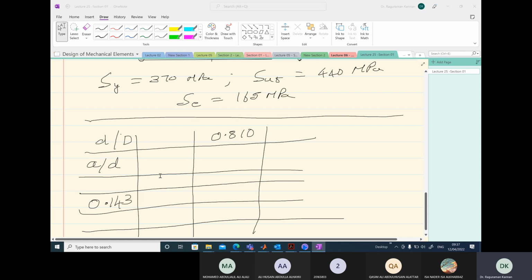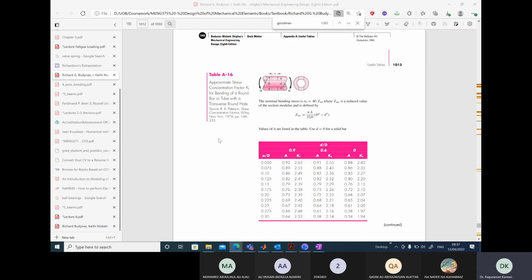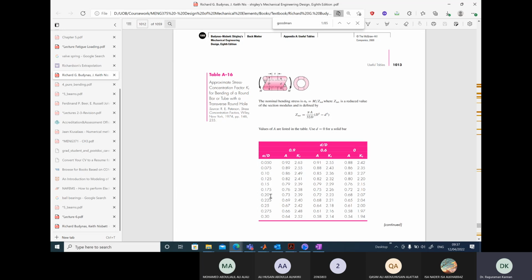Okay, so why did I write like this? We will see that. Let's go to the table and compare here. A over D is 0.143. Do we have it here? We definitely do not have it here. So what are the values? 0.143 is between 0.125 and 0.15.